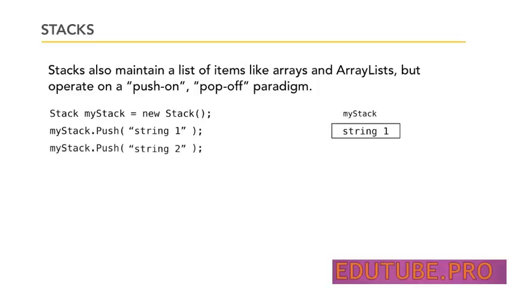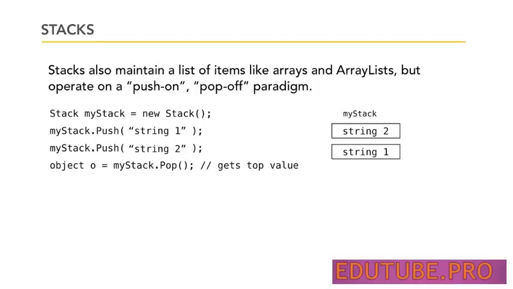If I then push another piece of data, say string2, string1 will slide down and string2 will now be the new top. And I can keep on doing this with successive pieces of data. I could have strings 3, 4, 5, and so on. To get the data off the stack, instead of using push, I use pop. So I would declare an object variable, in this case called o, and then call myStack.pop. This will get the top value on the stack. So after calling pop, string2 pops off, and string1 slides back up.